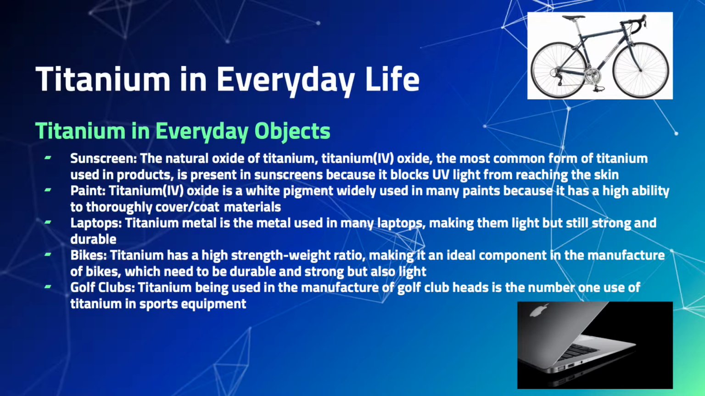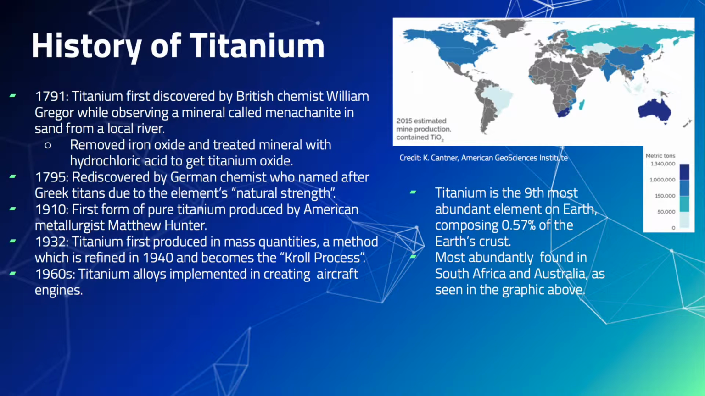Titanium is present in our everyday lives and everyday objects such as sunscreen, paint, bikes, and golf clubs. Now for the history of titanium. Even though it is the 9th most abundant element in the world, titanium wasn't discovered until 1791, where it was discovered by a British chemist. In 1795, it was rediscovered and named after its Titan-like strength.